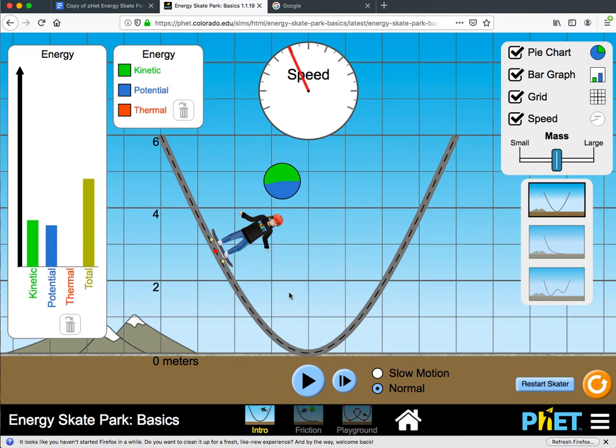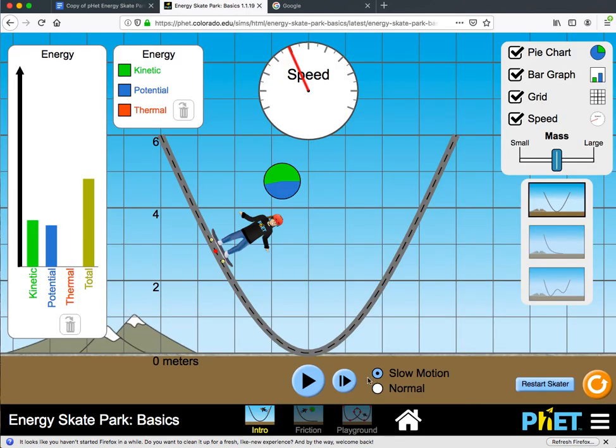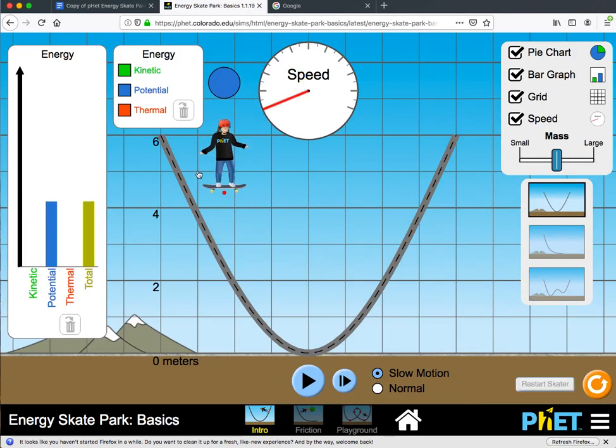And since I know I'm going to need that slow motion button, I'm going to go ahead and start it now, because as it says, you're welcome to use slow motion, but make sure you are using slow motion the entire time. So I'm going to go ahead and help myself out here. I'm going to reset my timer, pick up my skater, and put him back at 6. That's just to help me get better data, because I'm going to be able to stop it closer to 3 than, oh, oops, I went past.